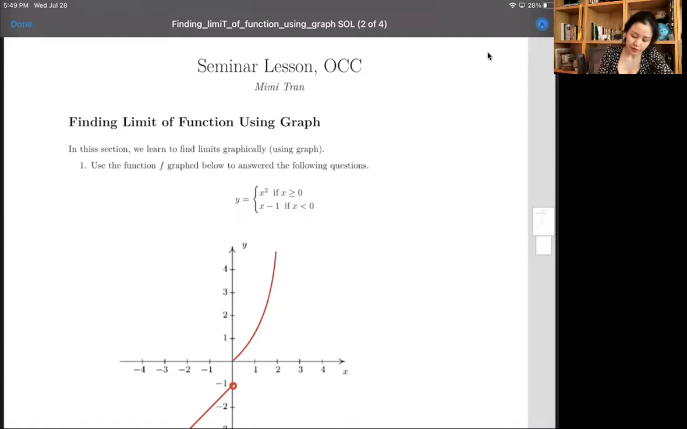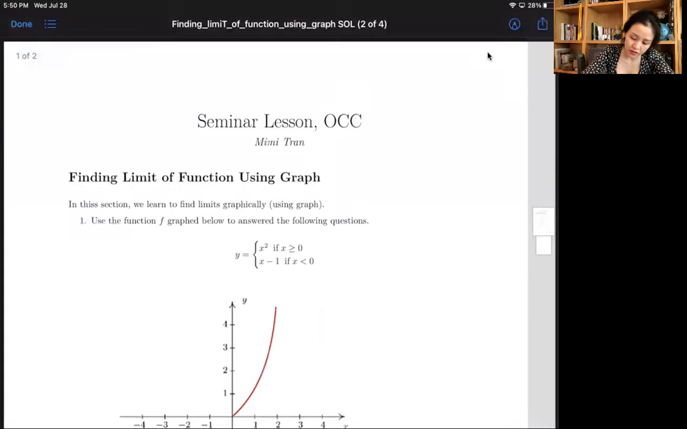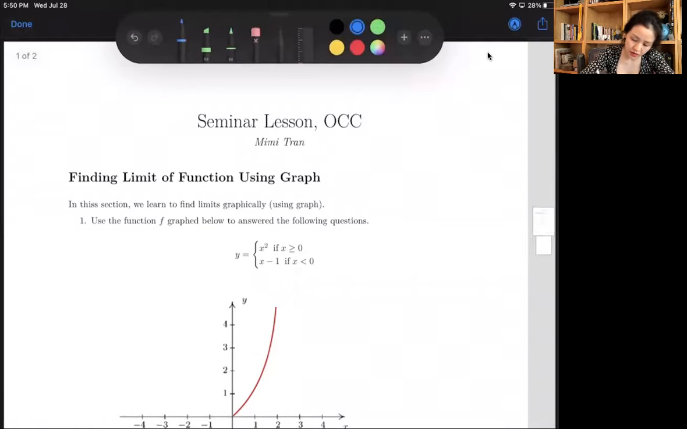Given the piecewise function here, I have y equals x squared if x is greater than or equal to 0. This means the domain is from 0 to infinity, so 0 is included. The second one is x minus 1 if x is less than 0. So the domain is from negative infinity to 0. Notice that 0 is not included.